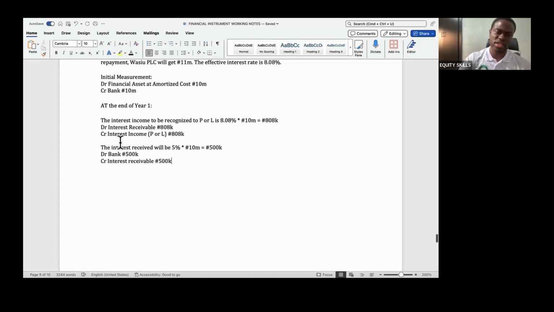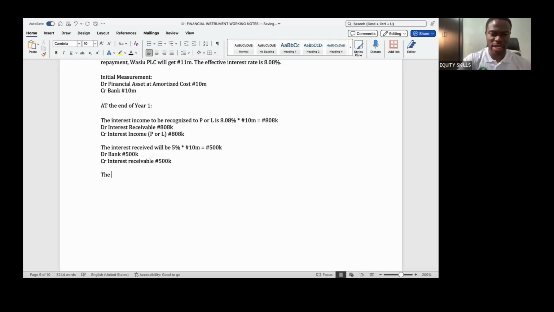And why are you crediting interest receivable? Remember, we were expecting 808. Now that we have collected 500, you reduce it by 500. That's why we credit it. Of course, that means there will be a balance of 308 in that interest receivable.